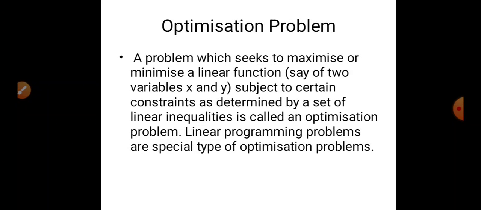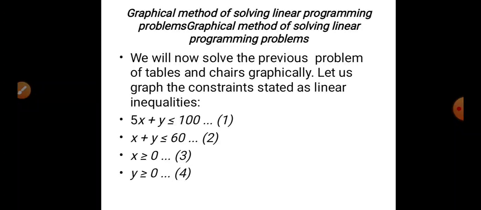Optimization problem. Optimization means maximize or minimize. A problem which seeks to maximize or minimize a linear function of two variables x and y, subject to certain constraints, which in this case are the storage as well as investment constraints, is called an optimization problem. And linear programming problems are a special type of optimization problem. Okay. Now let us go for the graphical method of solving the linear programming problem which we have taken in this case.